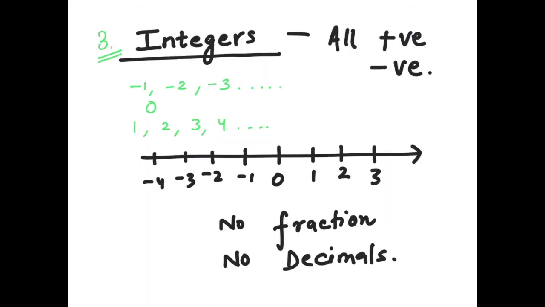Now, let's learn about integers. So, integers means all positive, all negative, also 0. So, we can see on the number line, on the right side of the 0, you have positive numbers. On the left side, you have the negative numbers. So, all positive and negative numbers with 0 are known as integers. But remember, in integers, no fractions, no decimals.